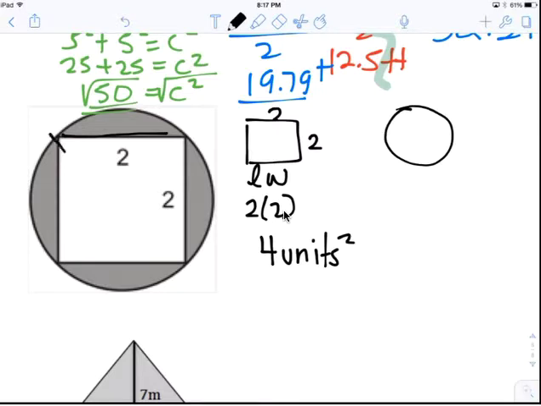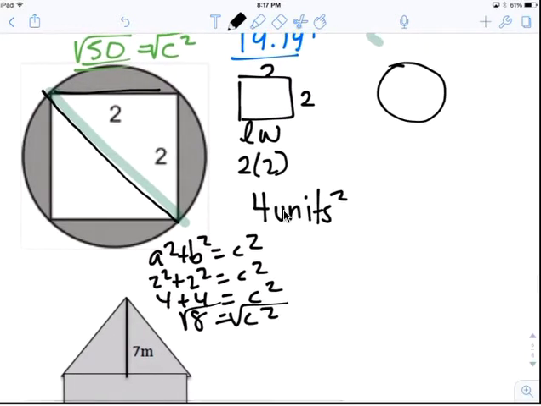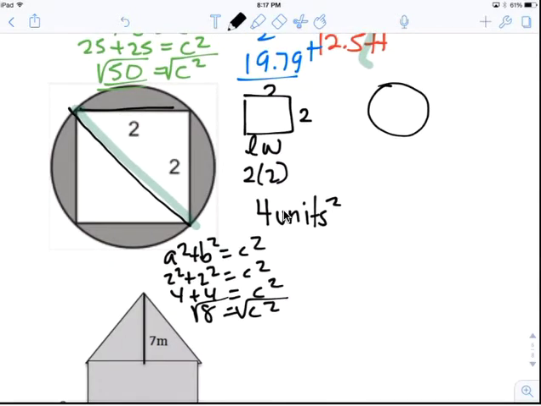But we need to find first the hypotenuse here, c. You do a squared plus b squared equals c squared. 2 squared plus 2 squared equals c squared. 4 plus 4 equals c squared. 8 equals c squared. Aha! Square root of 8 is close to 9, right? 9 is 3, so probably 2.9. C equals about.